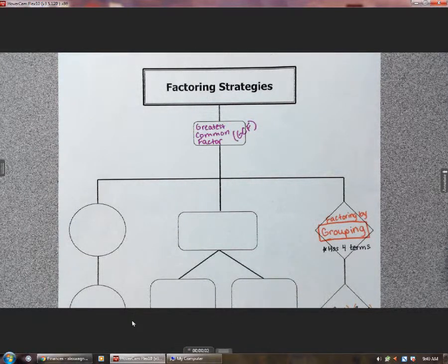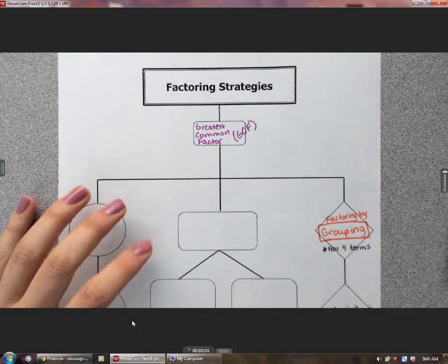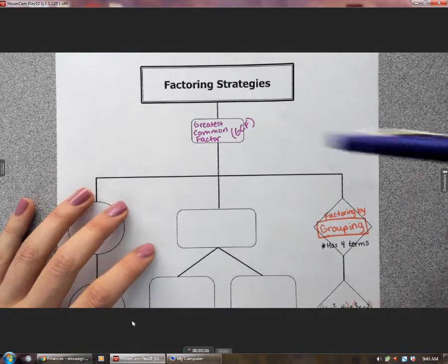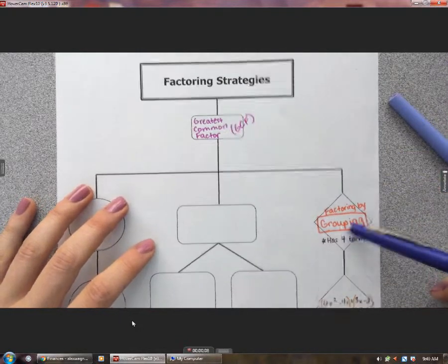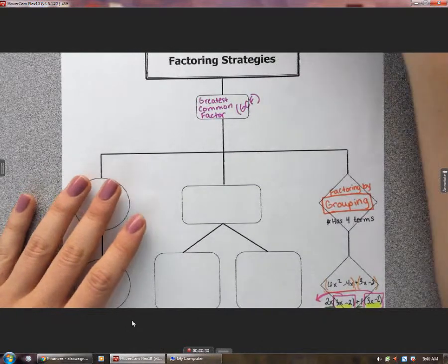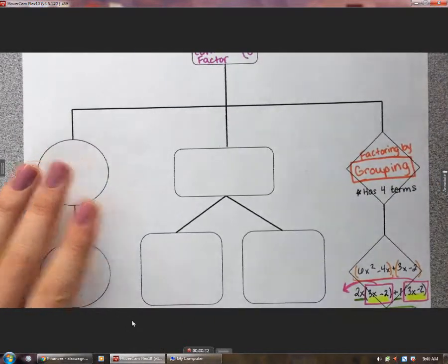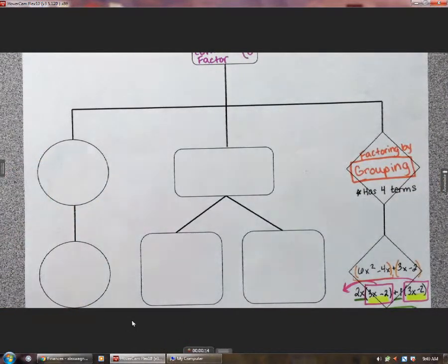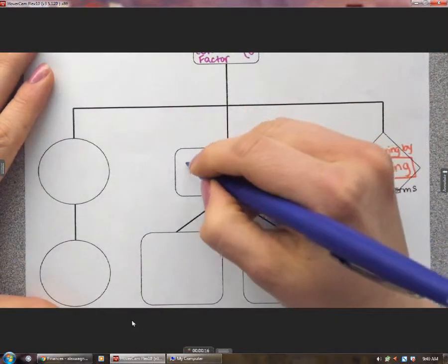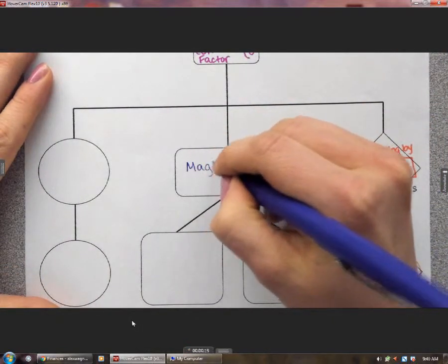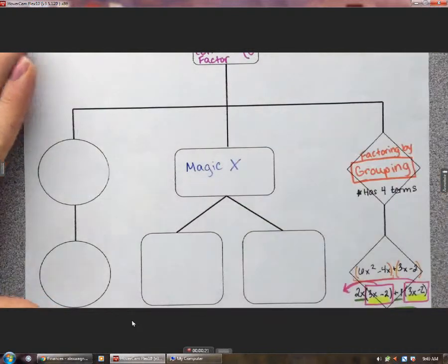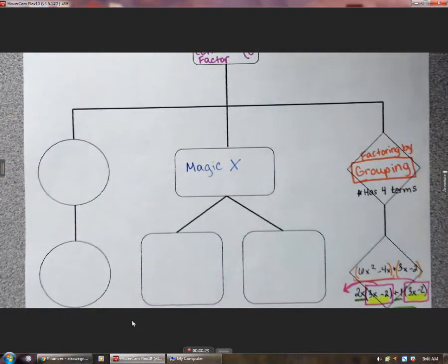Alright, so we're going to start by adding another strategy to our little flow chart here. We already learned greatest common factor and factoring by grouping. The one that we're learning today is what we call magic X. Magic X.